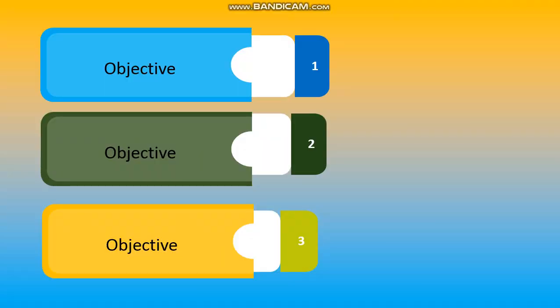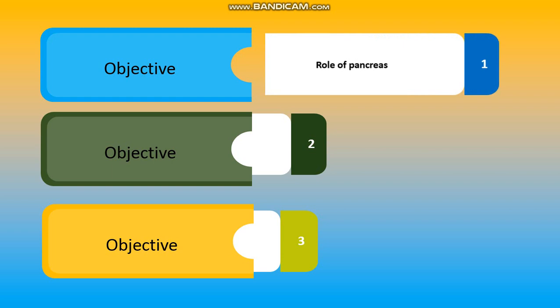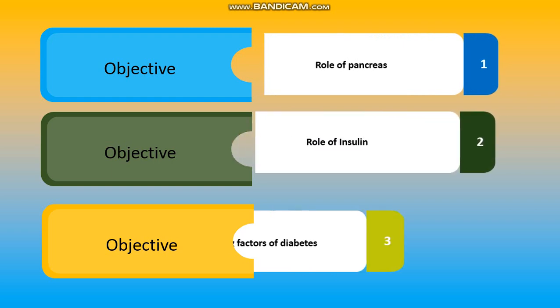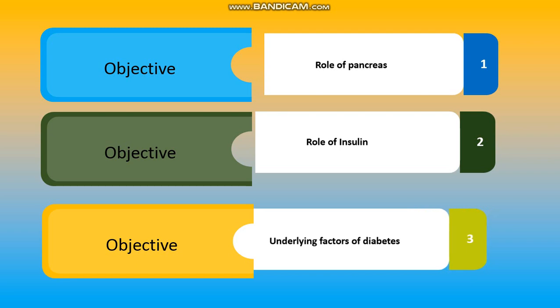So the objectives of the lesson are, after this video you would be able to understand the role of pancreas in the human body, the role of insulin in the human body, and then the underlying factors of diabetes.